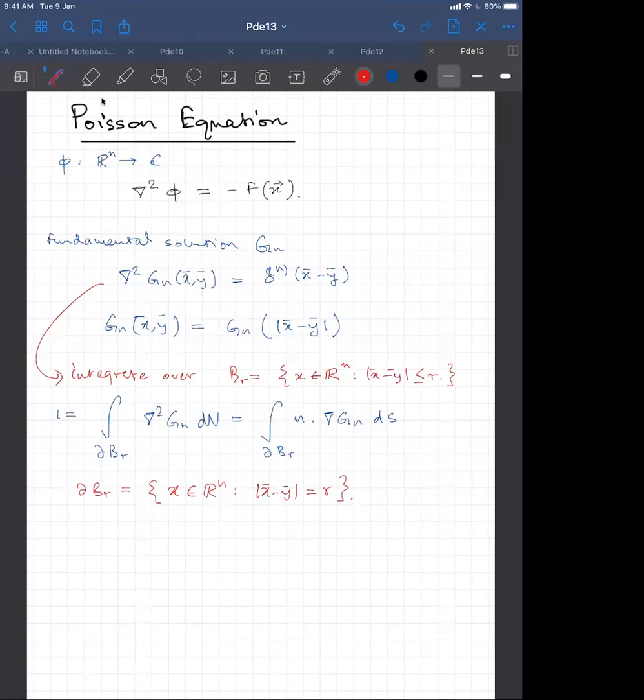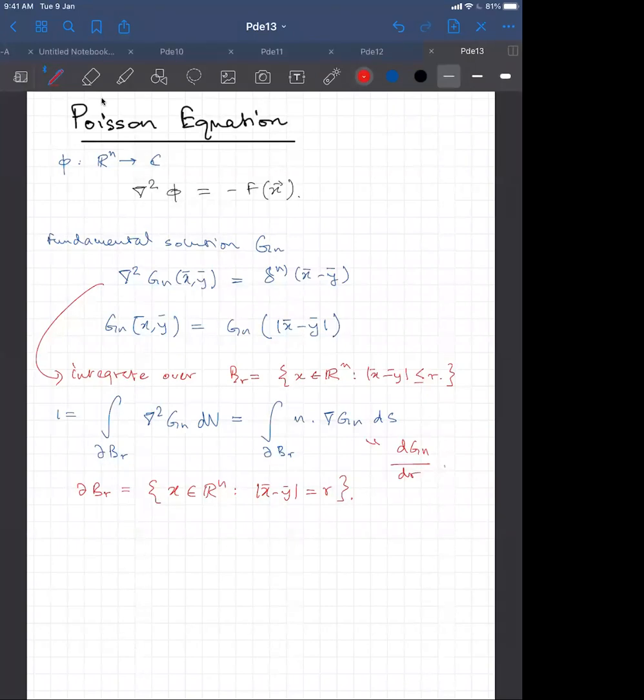For n equal to 3, this is just the standard sphere. For n equal to 2, this is a circle. If you have n greater than 3, then this is a hypersphere, and so on and so forth. Now, in each case, the outward pointing normal n points in the radial direction. So this thing is just equal to dGn dr.